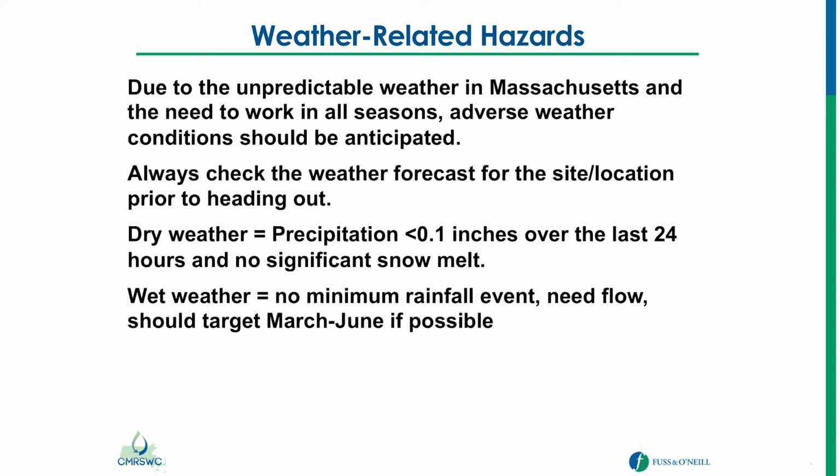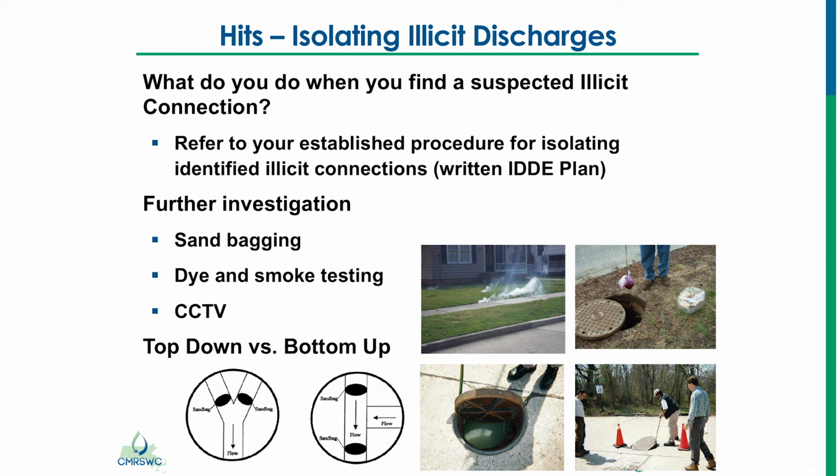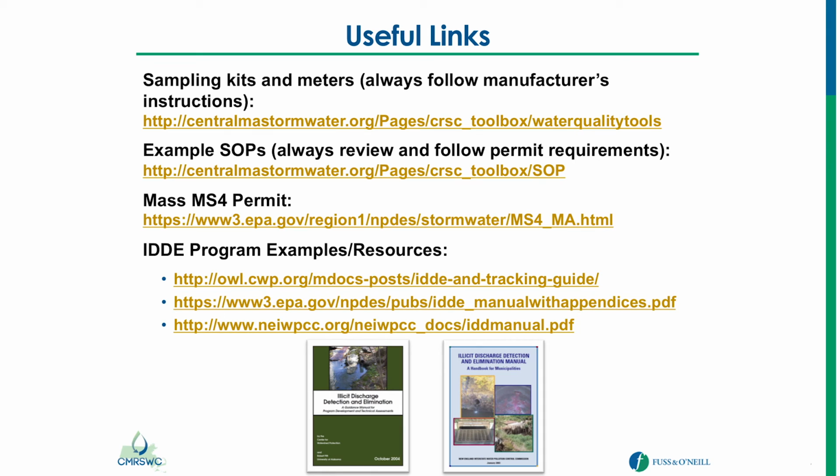Lightning storms, obviously, you don't want to be sampling in lightning storms. As I mentioned before, dry weather is less than 1/10 of an inch in 24 hours. The wet weather standard in this permit, there is no magic number for wet weather. What you need for wet weather sampling is to have flow coming from your outfalls in order to take the sample. If you do find a potential illicit connection, you will have a written procedure for how to eliminate that. Follow that procedure. Some of the ways you can do that are sewer dogs, sandbagging, smoke testing, dye testing, and the more expensive CCTV of your system. And there are some useful links that will be in the presentation for everybody later.